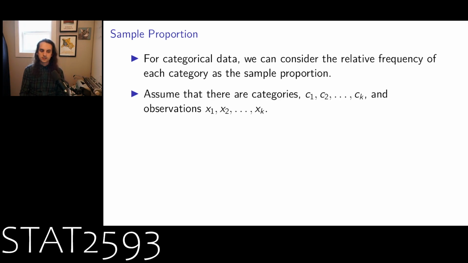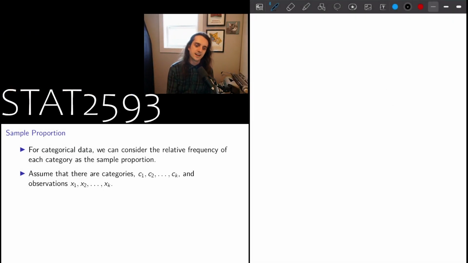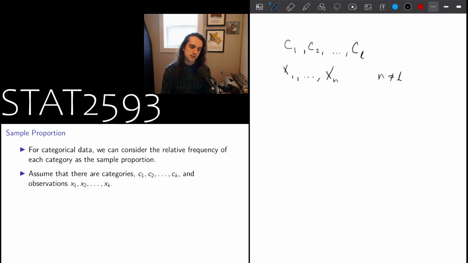So if we assume that there are k different categories and that we have several different observations, and I guess in this case, it probably would have been smart to use a different subscript other than k, right? So we don't need to have the same number of categories as there are observations. We could say that we have C1, C2, say up to CL, and then we have X1 to XN observations, right? And N does not have to be equal to L. Maybe it is, maybe every single individual is in a different category, but those two things don't actually have to be equal to one another.